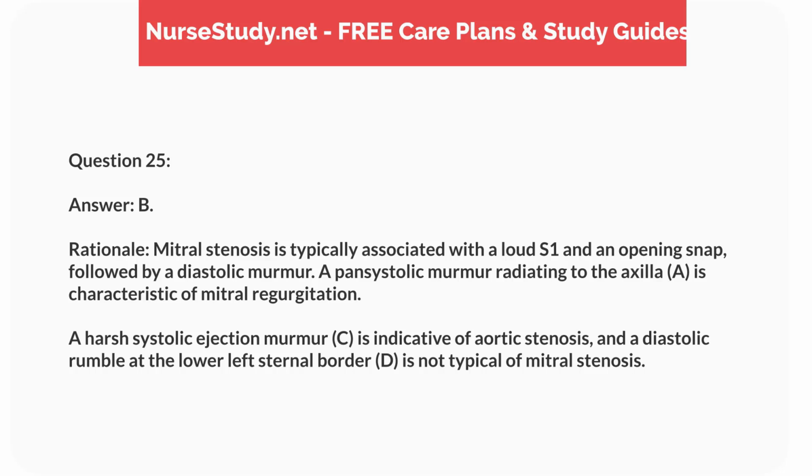Answer: B. Rationale: mitral stenosis is typically associated with a loud S1 and an opening snap, followed by a diastolic murmur. A pansystolic murmur radiating to the axilla, A, is characteristic of mitral regurgitation. A harsh systolic ejection murmur, C, is indicative of aortic stenosis, and a diastolic rumble at the lower left sternal border, D, is not typical of mitral stenosis.